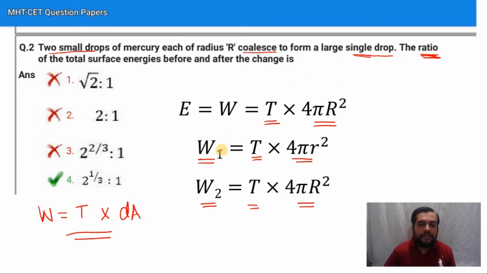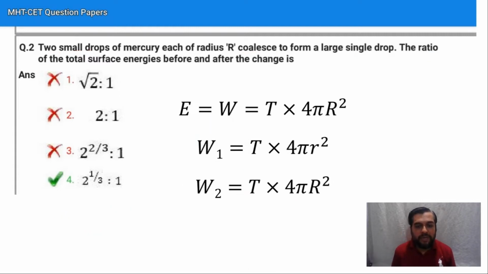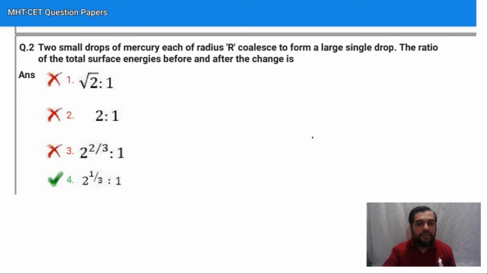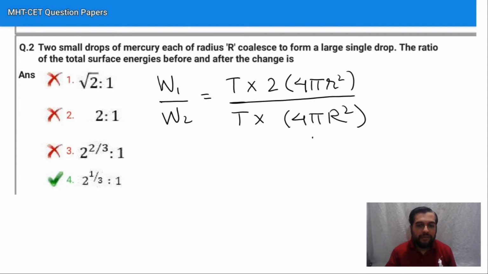Ratio. They are asking us the ratio of these two drops and droplets' surface energy. So in this case, if I want to find out the ratio, I go this way. W1, which is the energy of the two small droplets. The total energy of the two small droplets will be surface tension of mercury into the surface area of the two droplets. So obviously it will be 2 into 4 pi r square.